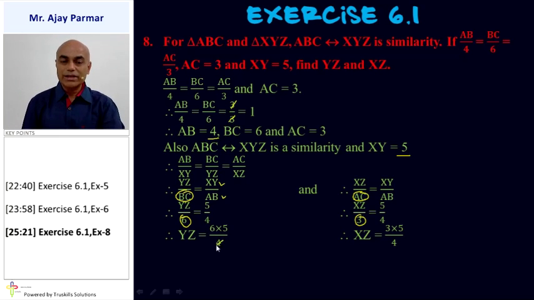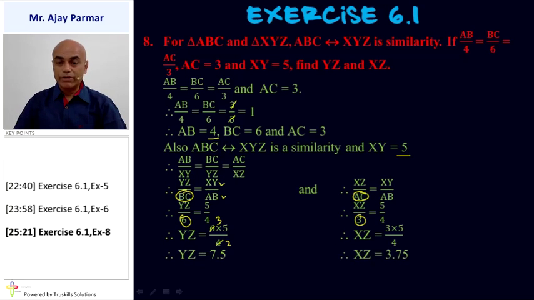Here we can carry out cancellations, that is 2 2s are and 2 3s are. 3 5s are 15 upon 2, that is 7.5. So YZ is 7.5 whereas XZ is 3.75.